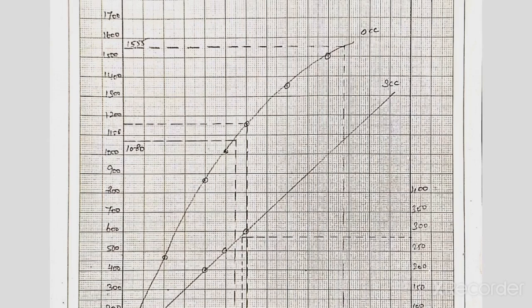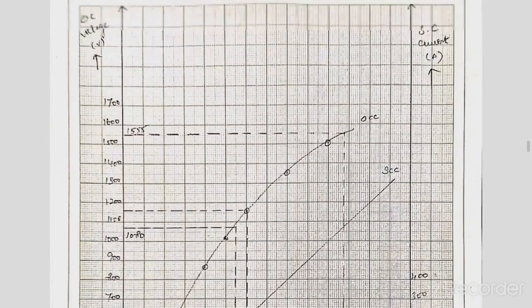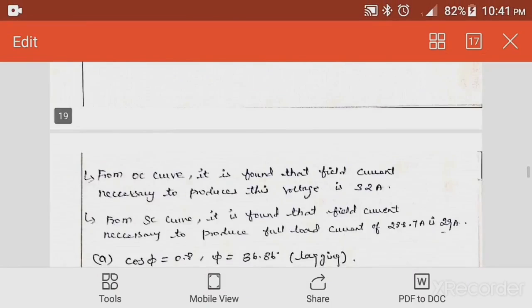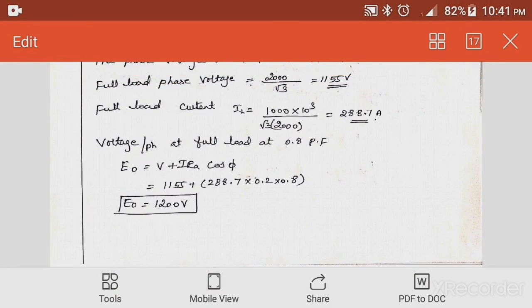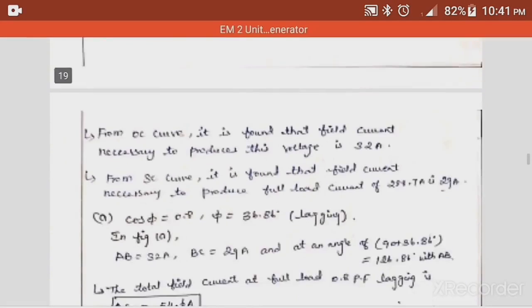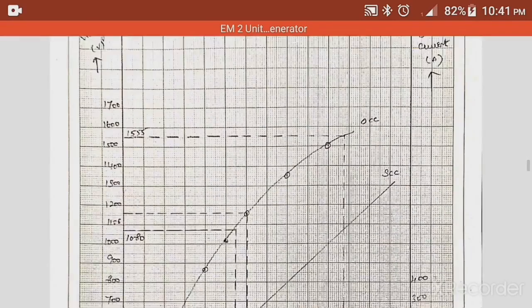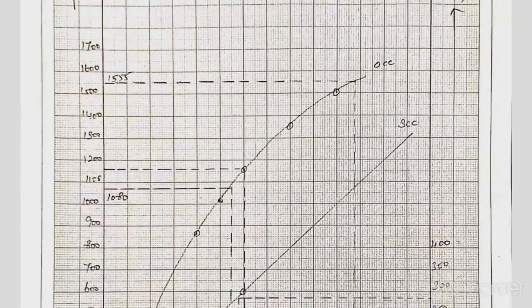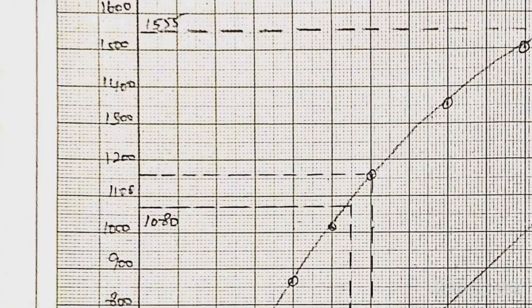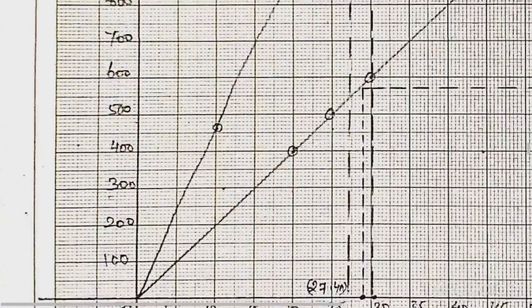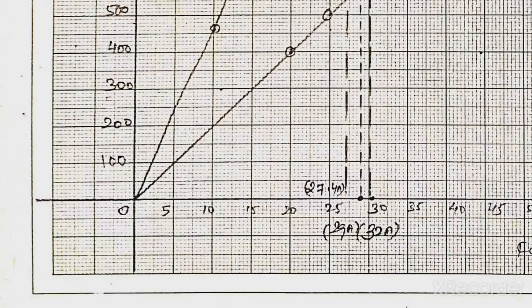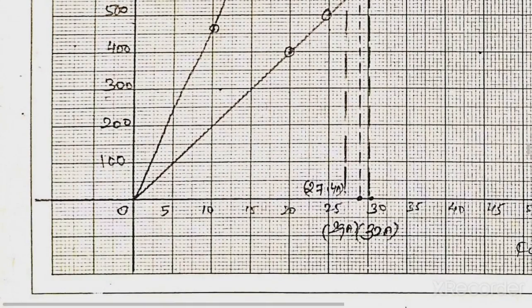Then we will find the value of E naught. Here E naught is equal to 1200, and the current IL is equal to 288.7. So mark these two points in the graph. On the y-axis, 1200 will hit the OCC curve. Then we will calculate the value of IF. It is 22 amps.